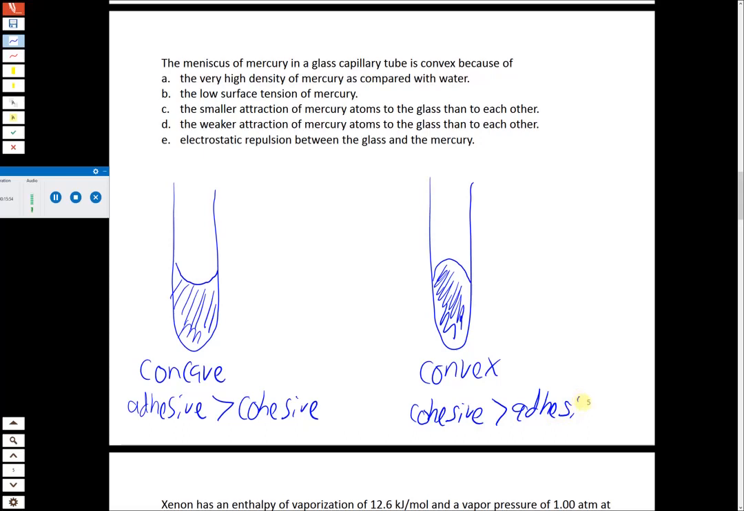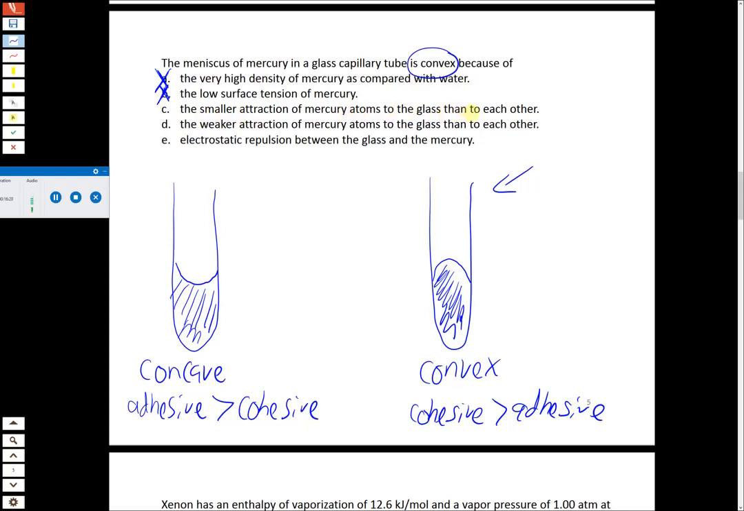All right, and we didn't use that exact terminology here, but if we look at the answer choices, the meniscus in mercury is convex because, so we're looking at a convex situation here, so we're looking at this one. And the first one deals with the density of mercury, which has nothing to do with the meniscus. Surface tension is a related but different concept, so those two don't have a direct relationship. You can have high surface tension with a concave meniscus or convex, so the surface tension doesn't really play in here directly.